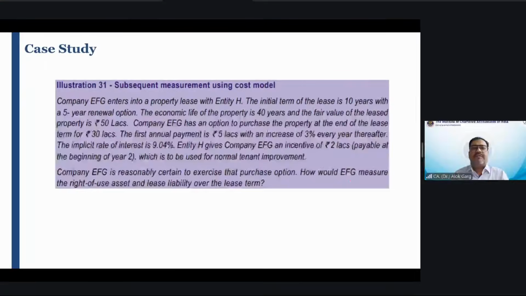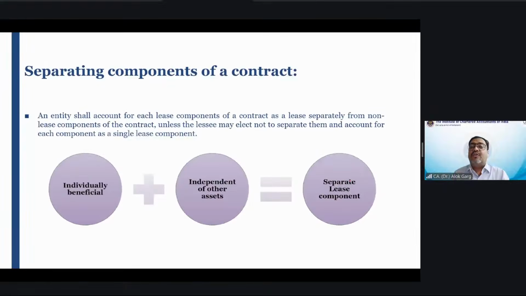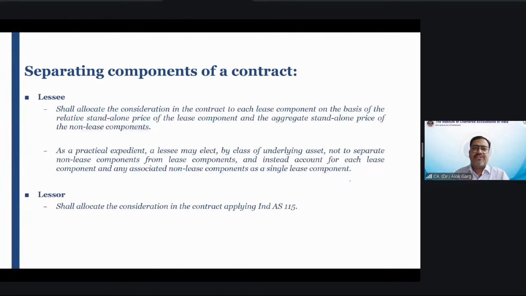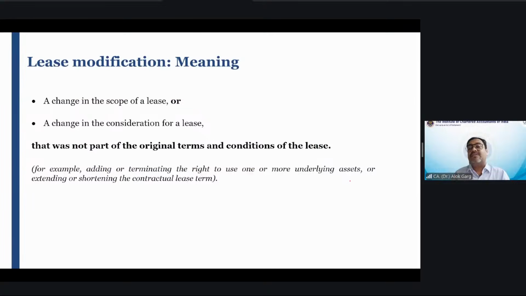Yes, this is what we discussed, friends. And talking about the separation of a lease contract, I will come back with a question. And then we'll discuss modification also along with the question. And then we'll quickly cover the concept of sublease and the sale and lease back transaction. And the lessor accounting, I'm not covering in detail. Lessor accounting is the same accounting which you have read in Accounting Standard 19 also.